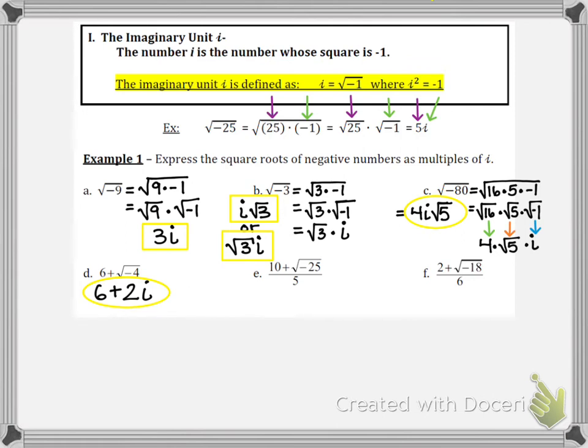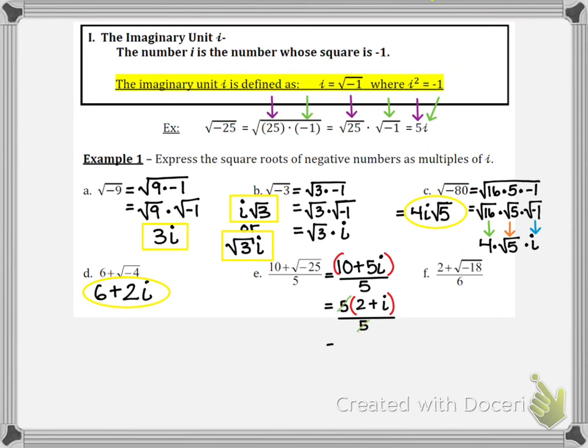All right, let's look at part E. In my numerator, I have 10 plus the square root of negative 25. So since 25 is a perfect square, that becomes 10 plus 5i over 5. Now, I do have some further simplification. If I look at the numerator, 10 plus 5i, the terms 10 and 5i share a GCF of 5. So I will factor out that 5. So my numerator becomes 5 times the quantity 2 plus 1i, or just 2 plus i.